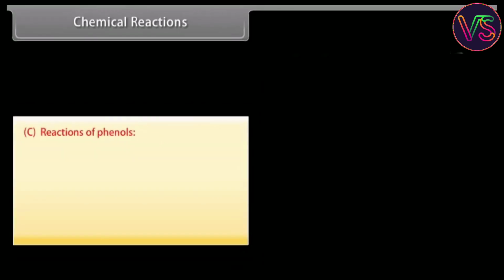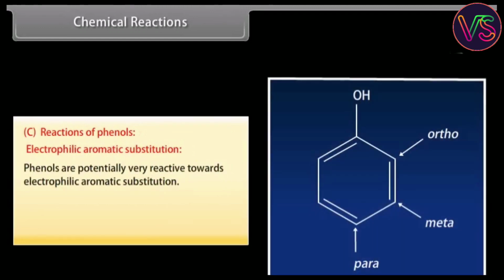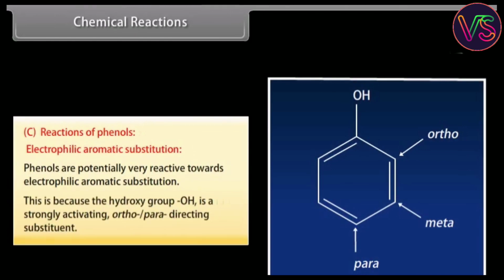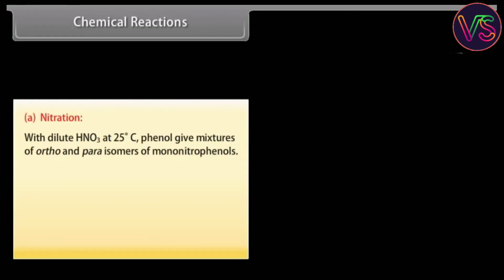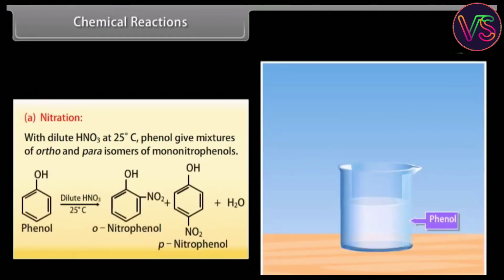Reactions of phenols. Electrophilic aromatic substitution. Phenols are potentially very reactive towards electrophilic aromatic substitution. This is because the hydroxy group is a strongly activating ortho-para directing substituent. Nitration. With dilute nitric acid at 25 degrees Celsius, phenol gives a mixture of ortho and para isomers of mononitrophenols. On adding dilute nitric acid to phenol at 25 degrees Celsius, it forms ortho-nitrophenol and para-nitrophenol.